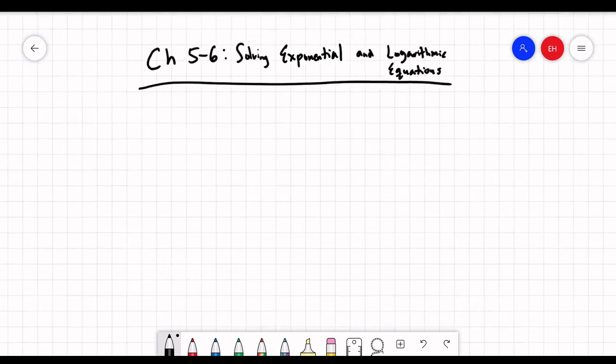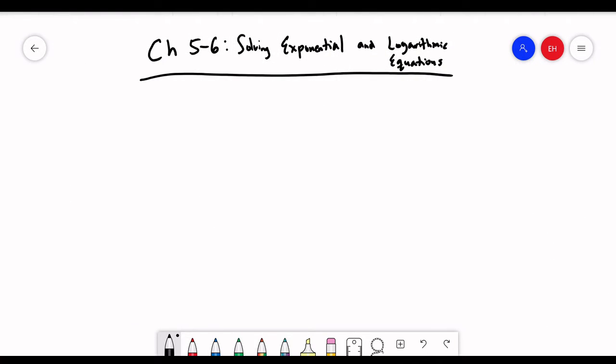Calculus students. Today we have section 5-6, solving exponential and logarithmic equations. I know this is something you've always wondered your whole life how to do. Good news, we're going to go through exactly how to do this.